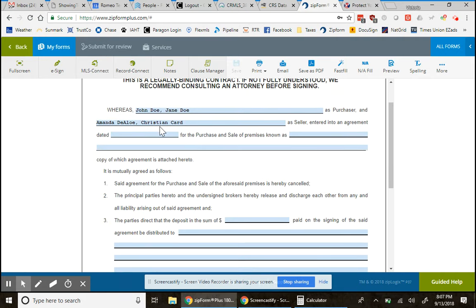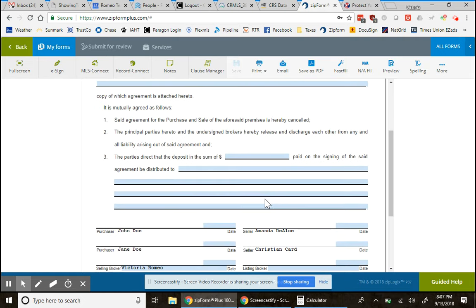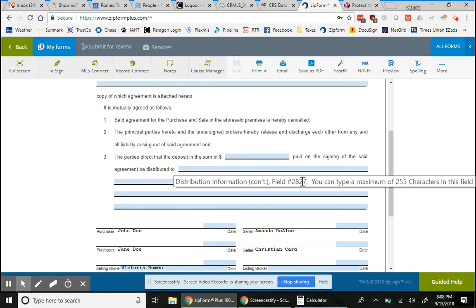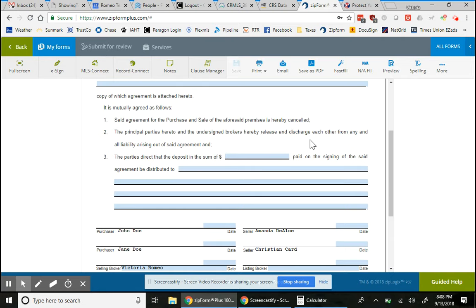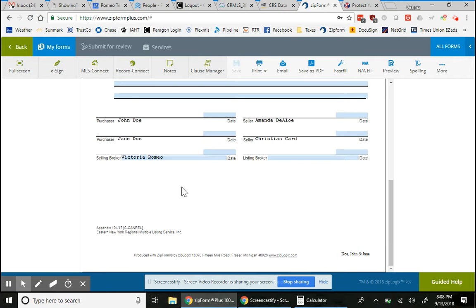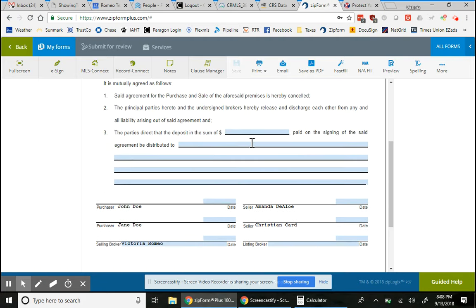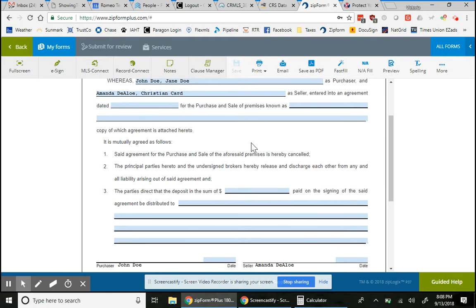It's the buyer and seller, and the date that the contract was fully executed. So usually it's the date that the seller signed. Okay. Property address, the deposit amount, and then who we're directing it to go to. Again, 9 times out of 10, it's going to be the buyer. However, if the buyer has broken the contract, then you write the seller's name and information. Everybody signs. This is directing the listing agent where to release the deposit money.